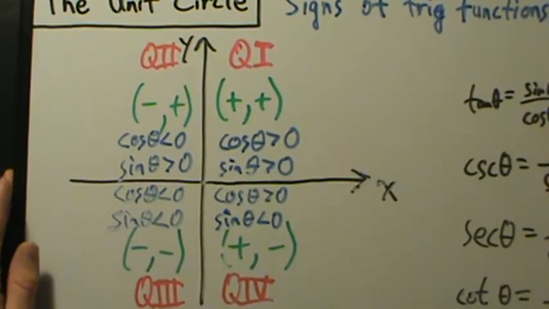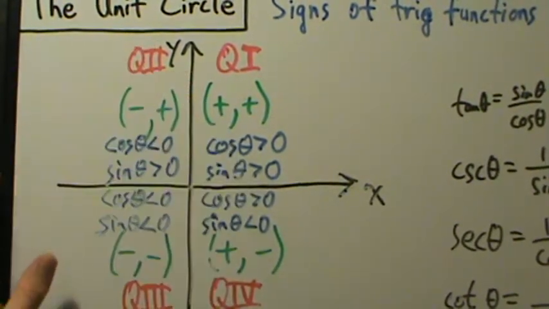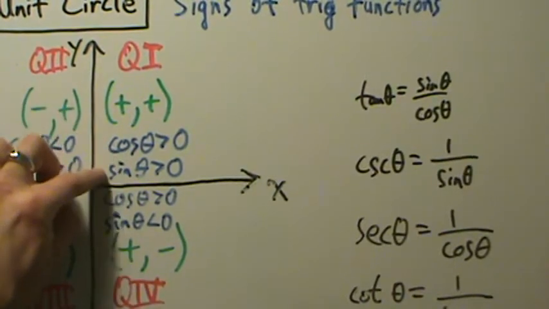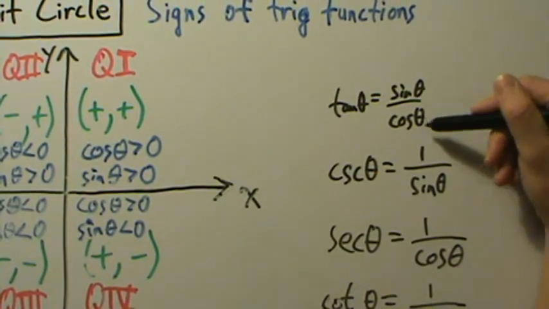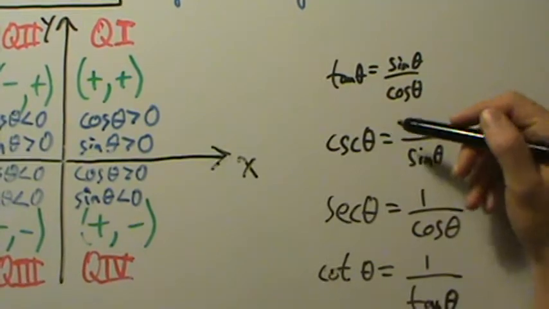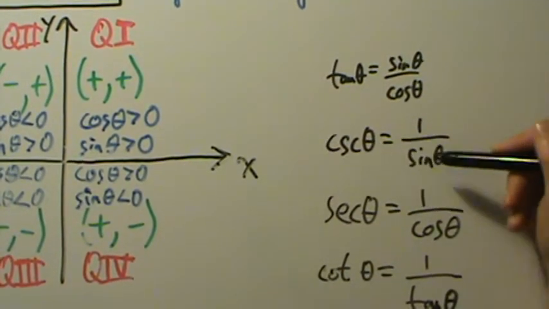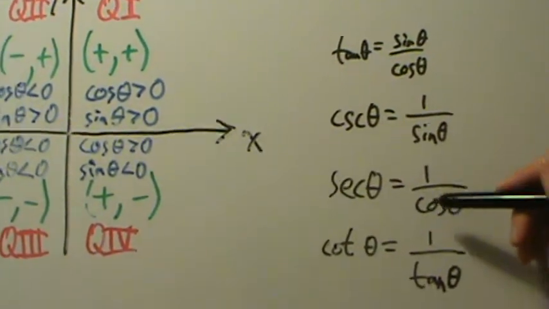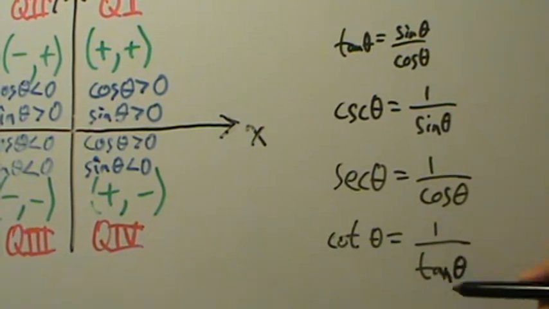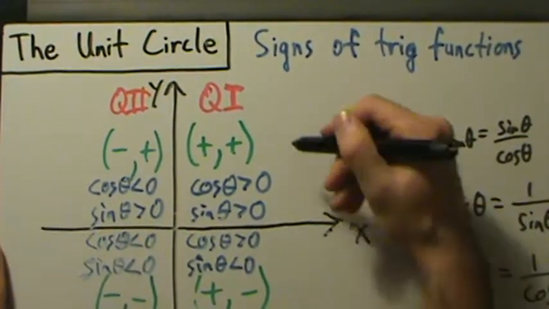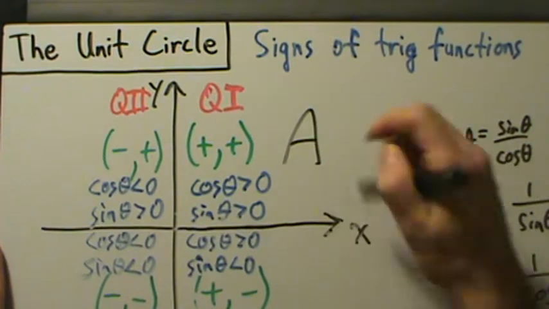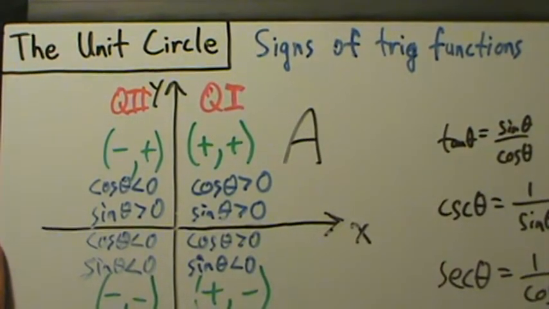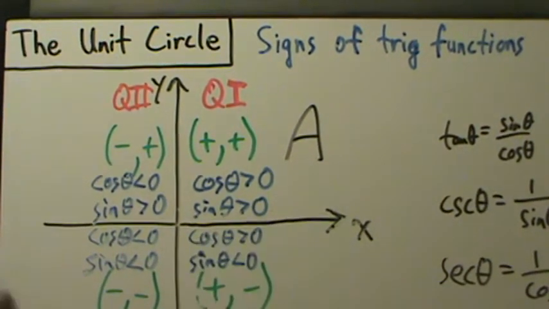So if we're in the first quadrant, cosine is positive and sine is positive. So the tangent is positive divided by positive, which is positive. Cosecant is also positive because sine is positive. Secant is positive because cosine is positive. Cotangent is positive because the tangent is positive. So in other words, everything is positive. So we just say all functions are positive. So we'll call that a capital A, capital A for all.